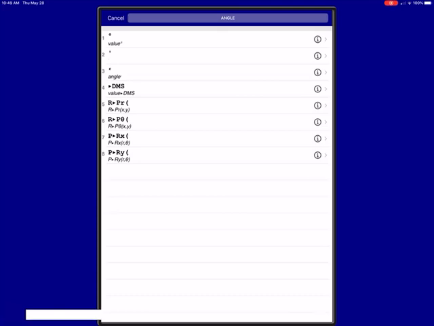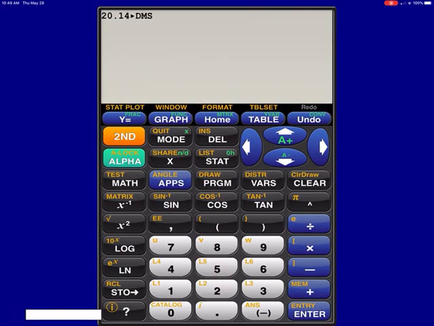I can take that decimal I just entered, hit command 4, and it'll ask me, do I want to convert 20.14 degrees over to minutes and seconds? To answer that, we hit the enter button. And there it is: 20 degrees, 8 minutes, 24 seconds. So again, that's converting over to DMS.